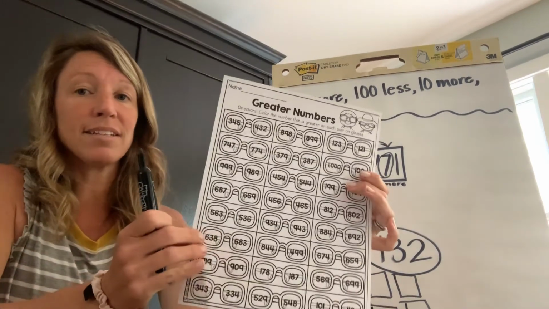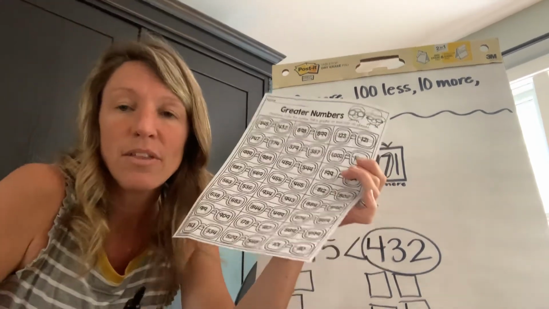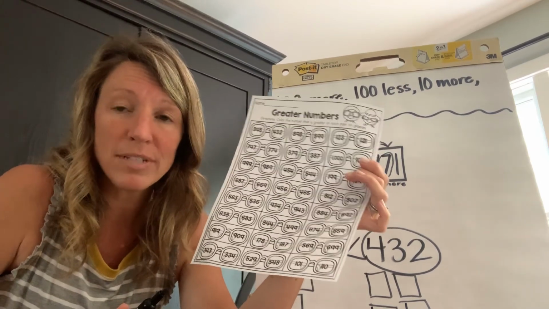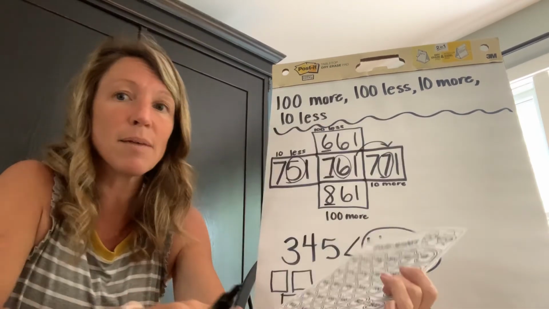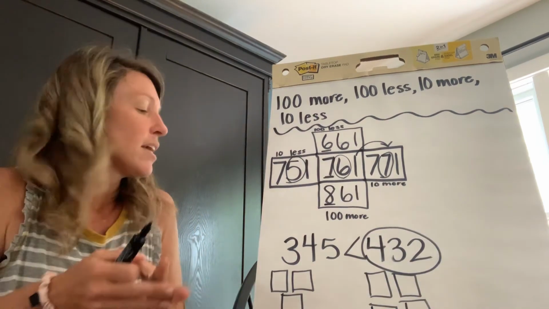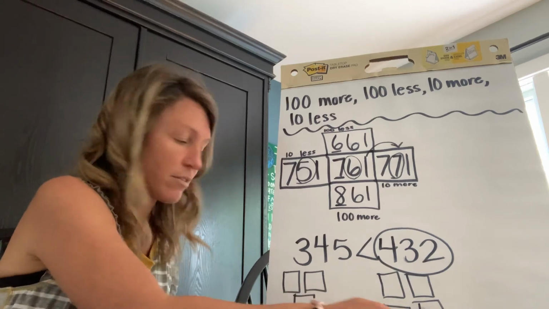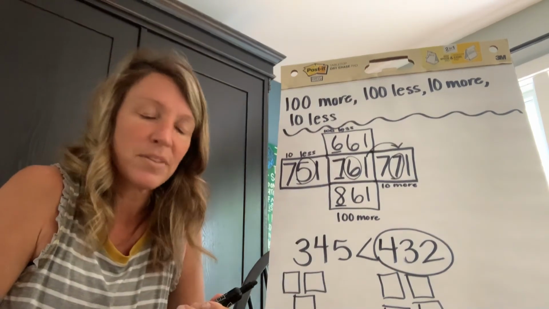So on the sunglasses sheet, you're just going to color in the greater number. And maybe you could explain one or two of them to mom or dad or brother and sister and explain to them why it's greater than the other number. Just like I did. I explained it because this one has 4 hundreds and this one only has 3 hundreds.